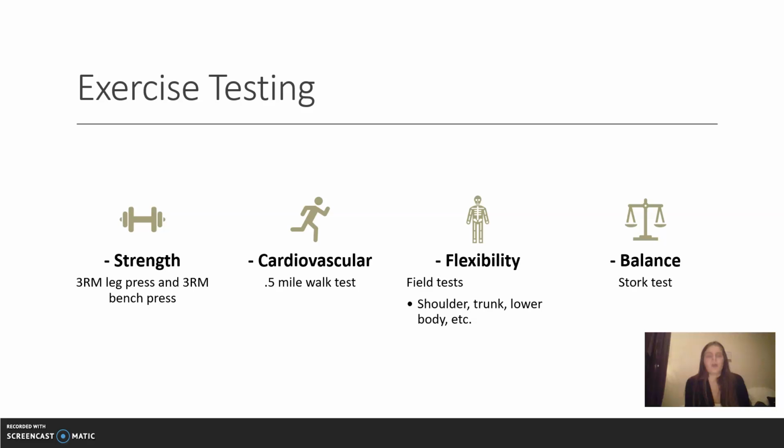For a cardiovascular test, I would do a half-mile walk test, just record the amount of time it takes for him to complete it and monitor his RPE and any signs or symptoms that may arise. For flexibility, I would conduct a series of field tests measuring the flexibility of different joints: shoulder, trunk, and joints of the lower body, more so. For balance, I would just complete a stork test.